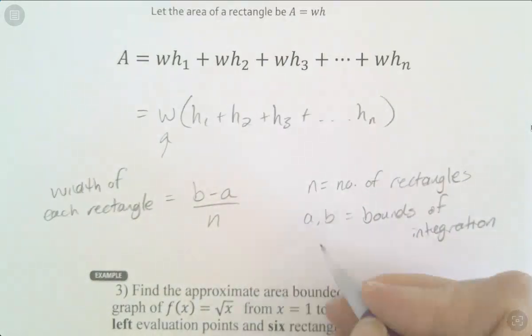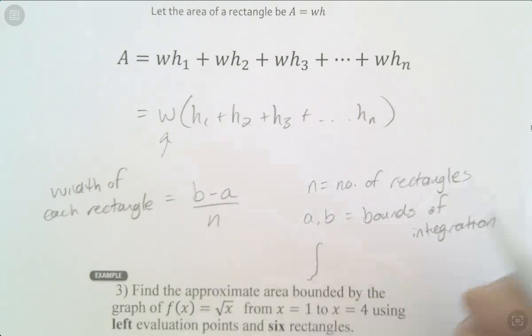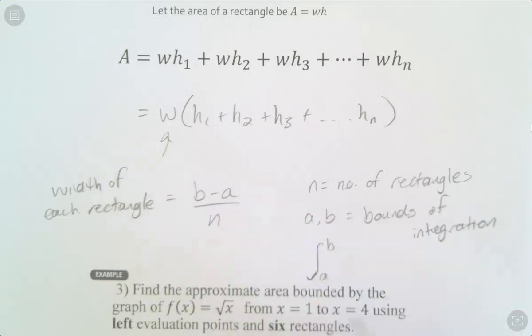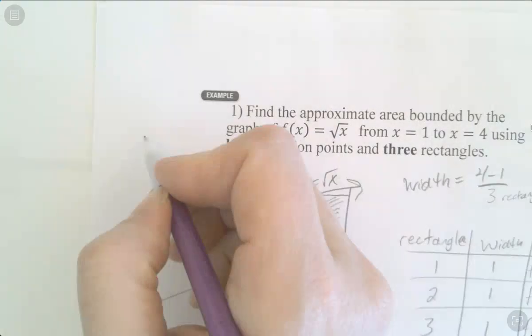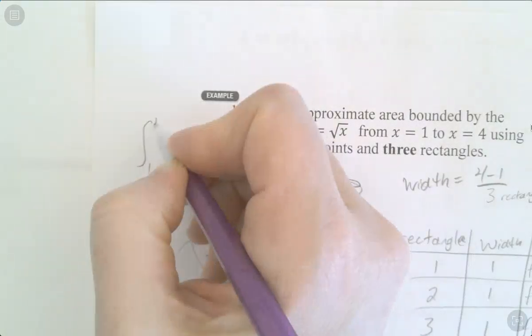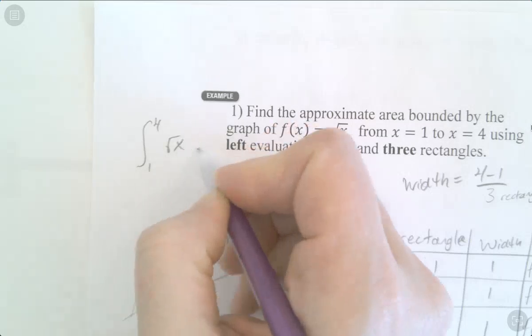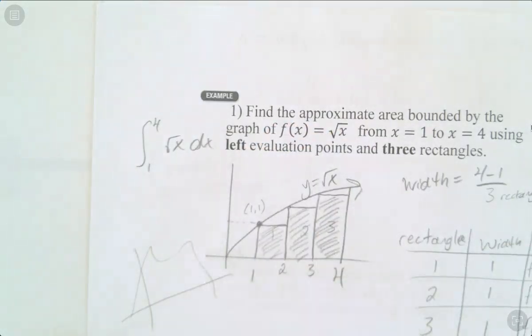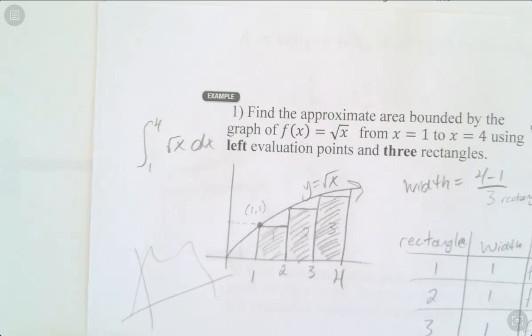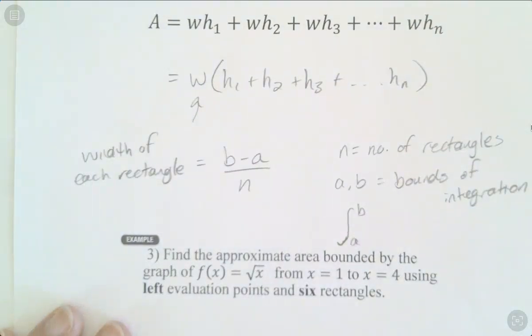So when I say bounds of integration, remember when we were talking about definite integrals, that was from A to B. So when I was doing this over here, what we were really doing is using a Riemann sum to estimate the integral from 1 to 4 of the square root of x dx. Okay, so the smaller number being your lower bound and the larger number being your upper bound. Okay, so that's where that B and the A come from.